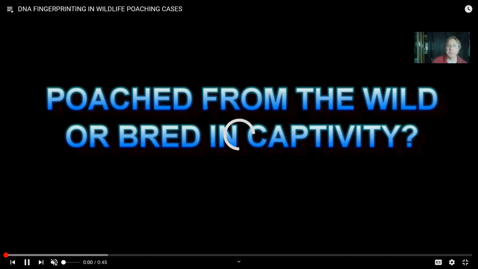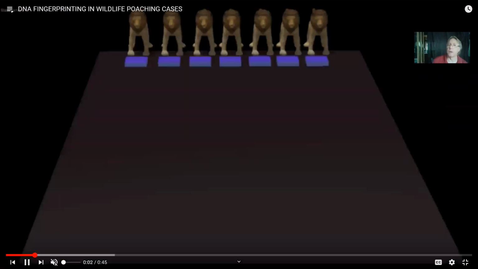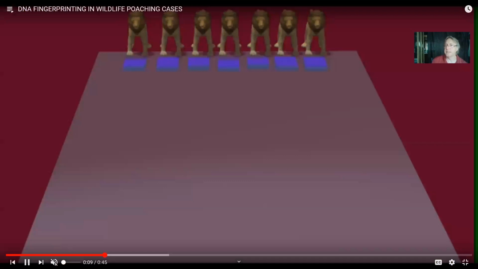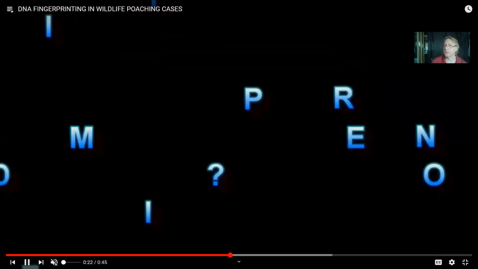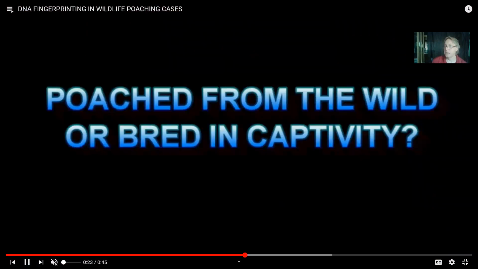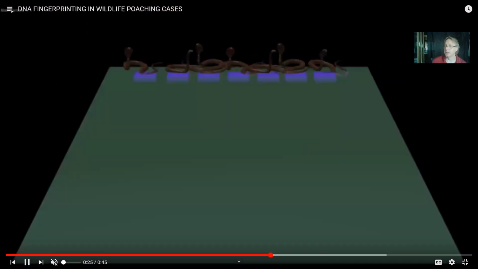One can apply this to wildlife cases. So if someone says, no, I did not get these animals from the wild, I raised them in my basement, they're all siblings, well, you can do genetic tests to see if they are all siblings or if they were poached from the wild. If you're at a market and you buy meat and someone says, oh, this is chicken, you can test to see if it's chicken or an endangered species.